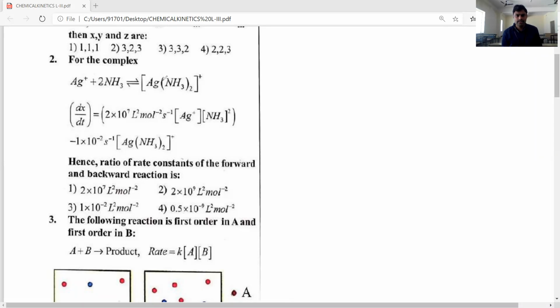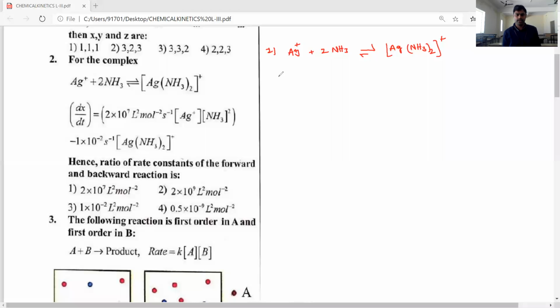Let's see. Silver ions, Ag+ ions, react with ammonia and form one complex, Ag(NH3)2+. For this complex we have to find the ratio of the rate constants for the forward reaction by the backward reaction.